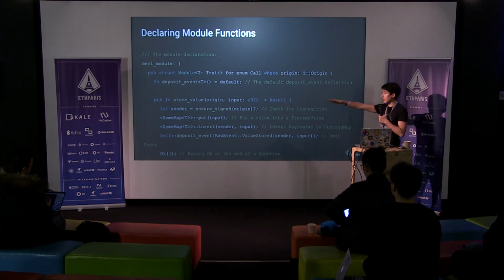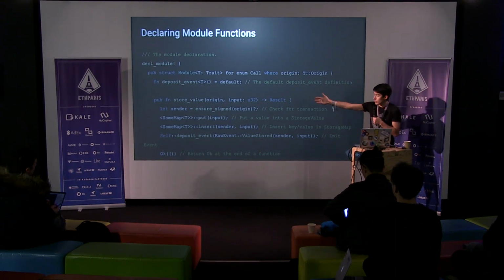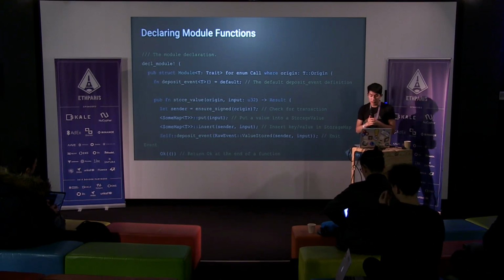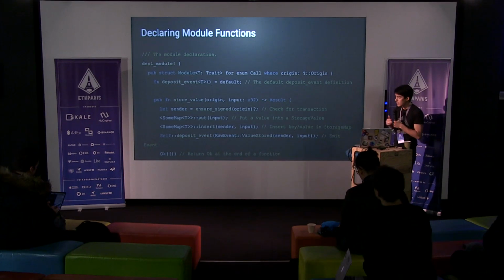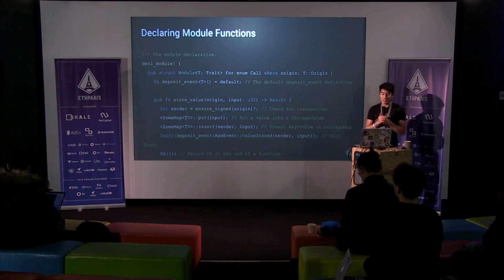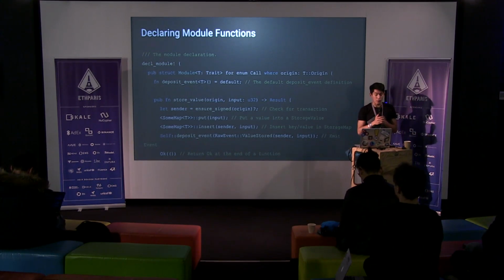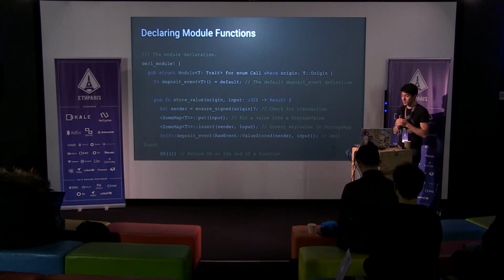But for now, we're just looking at making sure that it is signed, therefore it is a transaction from a user. We can, from the signed message, find out who the user is. We can then put the value into the single value storage, or we can insert the value into a map using the sender as the key and the input as the value. And then at the very end, we can deposit an event saying, hey, everything went okay, the value was stored, and these are the sender and the input. And then at the very end, we always return okay.